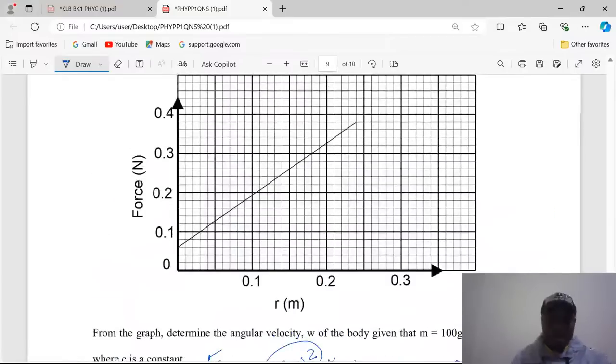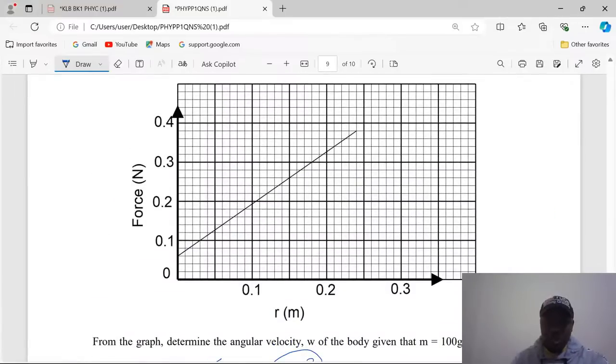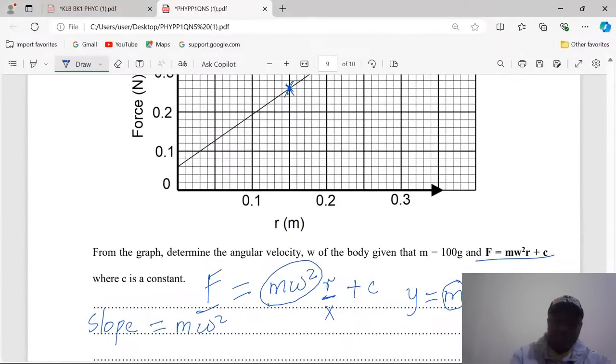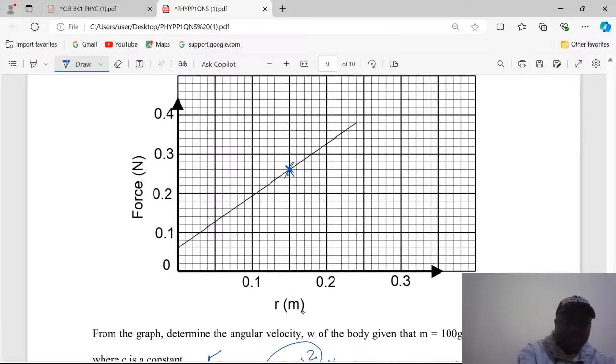So we go to our graph now and we calculate the slope. We must identify some coordinates which are lying on the line for us to calculate the slope. So we can have a point like 0.15, and this is going to be 0.26.